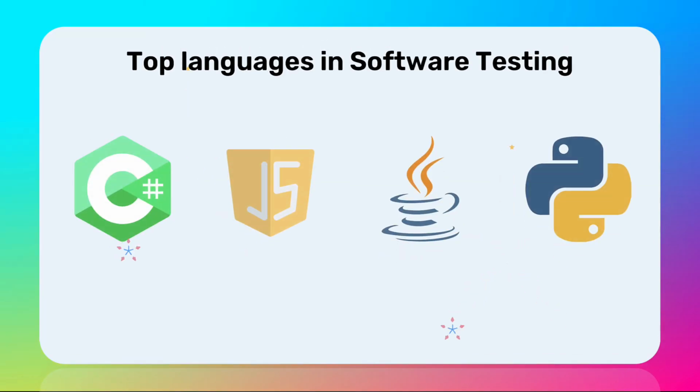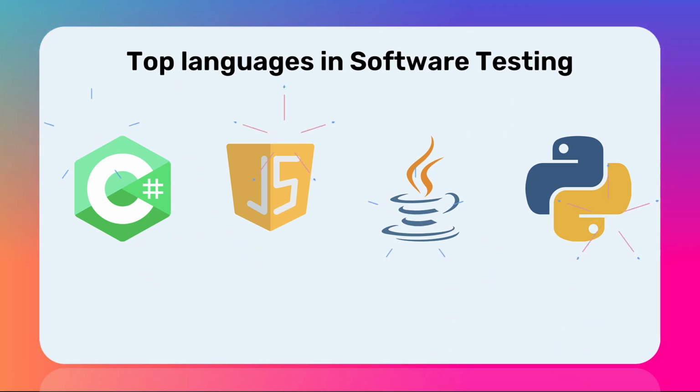So in a nutshell, the top programming languages of 2024 for software testing are going to be in this order: C#, JavaScript, Java, and Python. There is no specific order for that. These are all in the horizontal ranking, as you can see, which means you need to know at least any one of the programming languages to better understand and work with other programming languages.